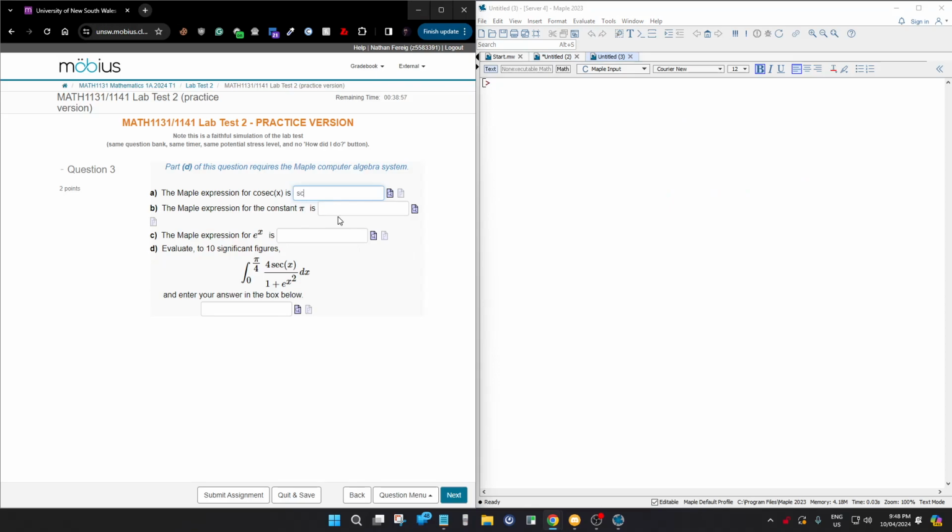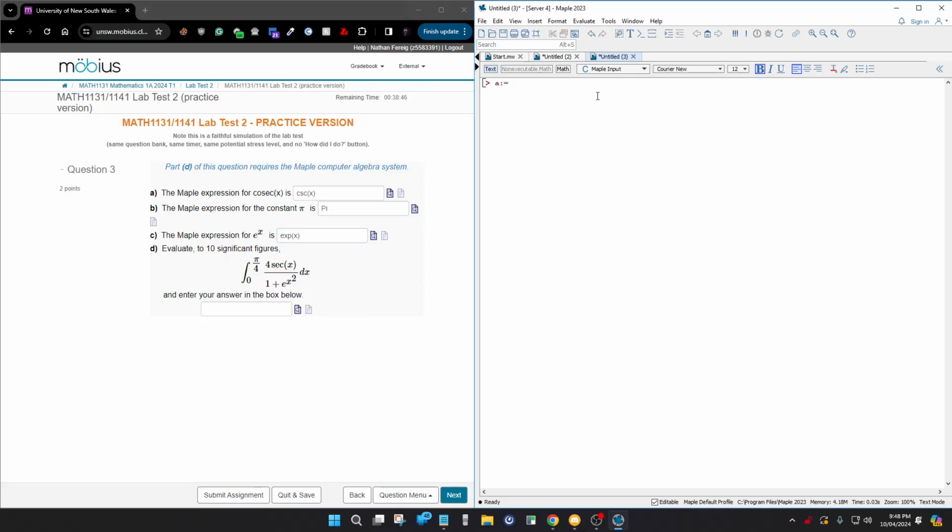Cosec x is CSC x. Fumbling my keyboard today as always, you love to see it. Exp x, and we go A dash equals bracket 4 times sec x, another bracket, over 1 plus exp x squared. Equals. Oh, I did put an equal, thank you to Tabarak for the notice.